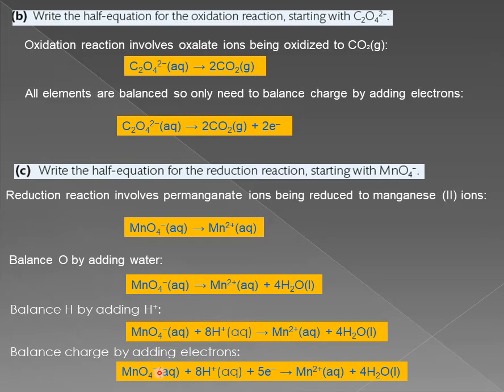So here we have 1 negative and 8 positive, so the total is 7 positive. And here we have 2 positive. This is why we need to add 5 electrons. So the total here will be 2 positive and in the product 2 positive. So this is the answer of question C.